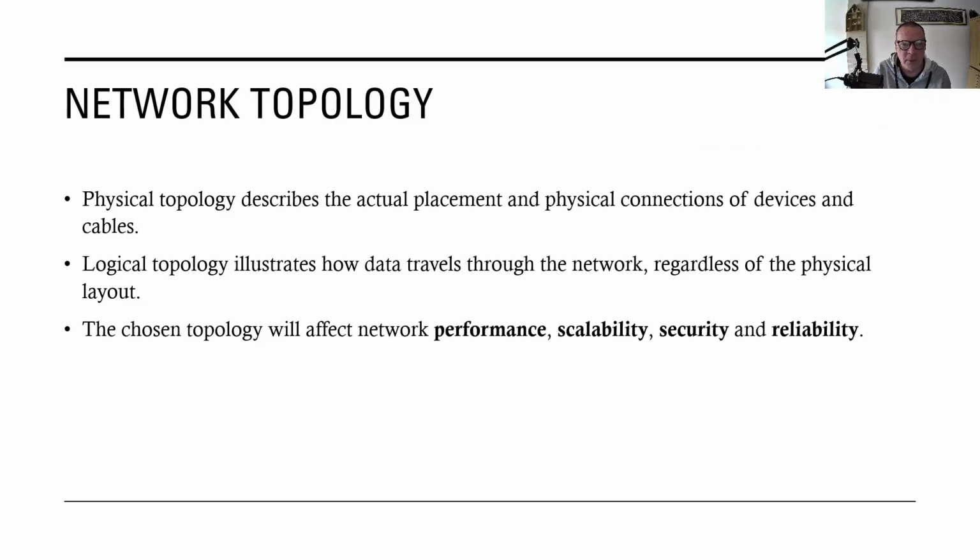And yet another way of looking at networks is to look at the topologies. In this case, we're talking about physical topology, which means how the devices are actually placed physically and how the connections are made between the devices. A logical topology would look at actually how the data moves through the network, regardless of the physical topology. So they can actually be different. The physical can be set up one way, but it can actually behave logically in another way.